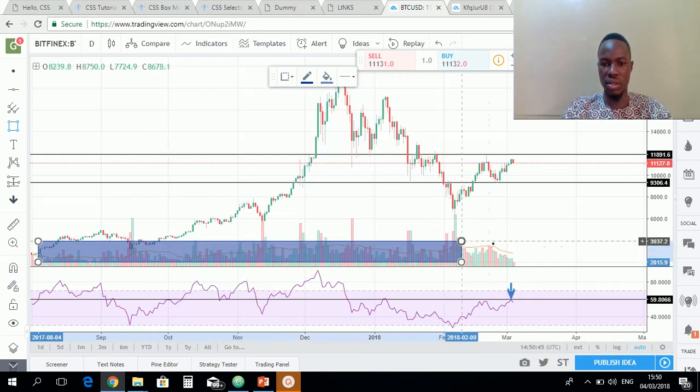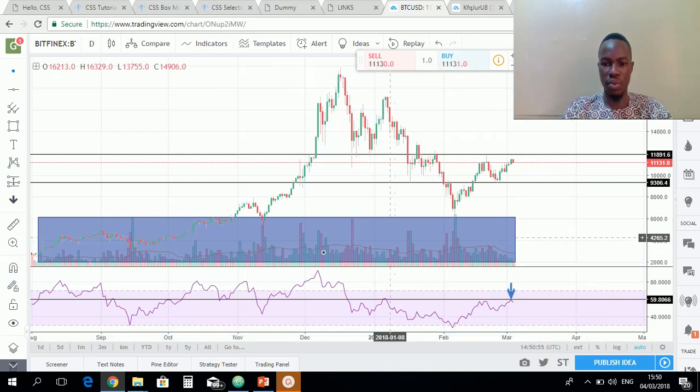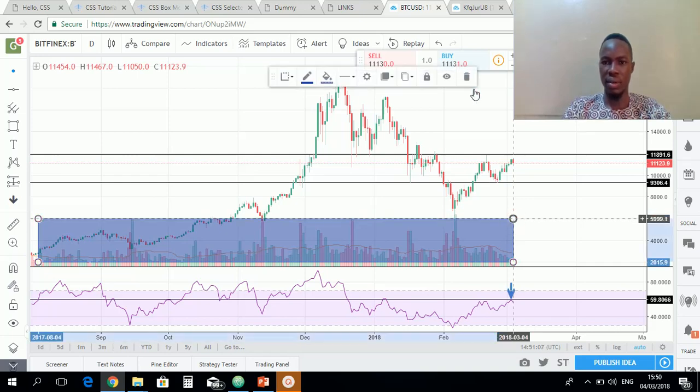So this region of the chart here, marked by this rectangle, is the area showing volume. As you can see, there are just bar charts here below the price chart, which is above, indicating volume. So I want to show you something critical on this chart. Let me take out the rectangle.